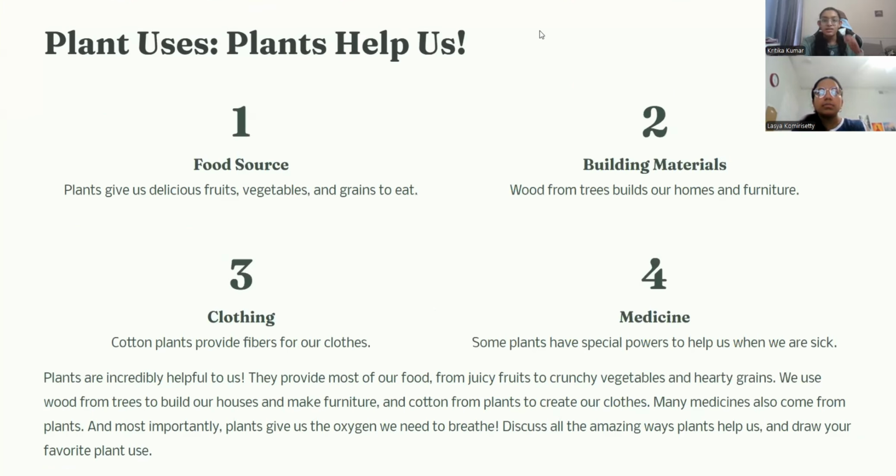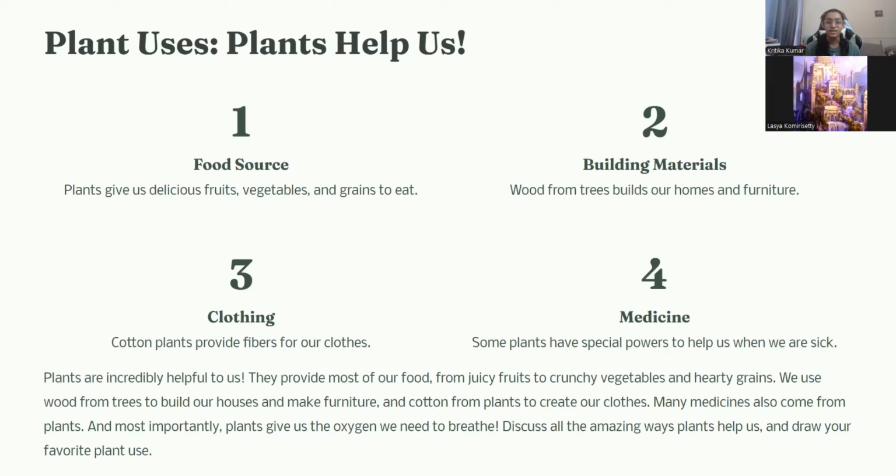Okay, so up next we have the different plant uses. Plants help us a lot. First, they help us with the food source, like I was talking about earlier. Plants give us delicious fruits, vegetables, and grains to eat, such as barley, wheat, rice, etc. Plants can also be used as building material, because wood from trees is what we use to build our homes and our furniture, and the table in which my laptop rests right now.